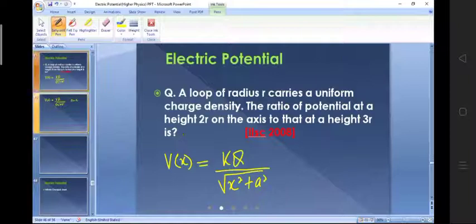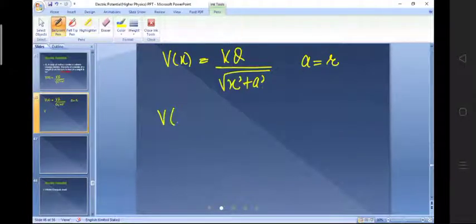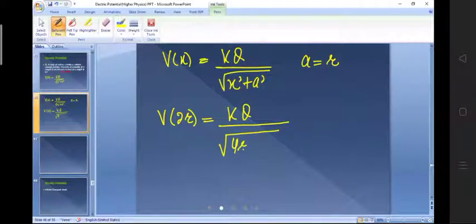Then I will calculate the potential at the point 2r, at height 2r. That means we have to calculate the potential at 2r. Obviously, potential at 2r will be equal to kq divided by root of x square plus a square, where x will be replaced by 2r. 2r whole square will be 4r square, and a will be replaced by r, so it's plus r square. So that means it is equal to kq divided by root of 5r square. So r square will come out of the square root, so it will be root 5 multiplied by r.